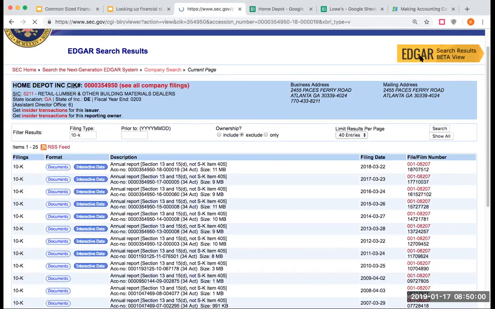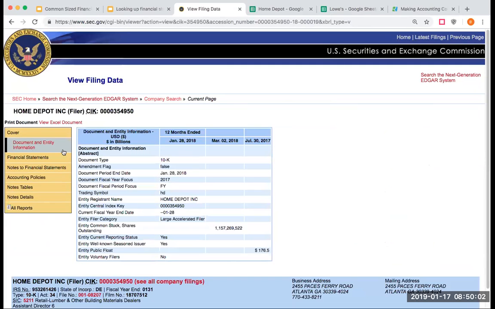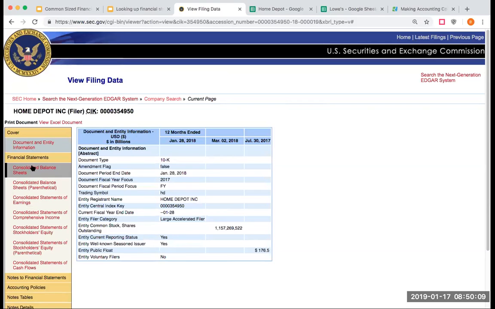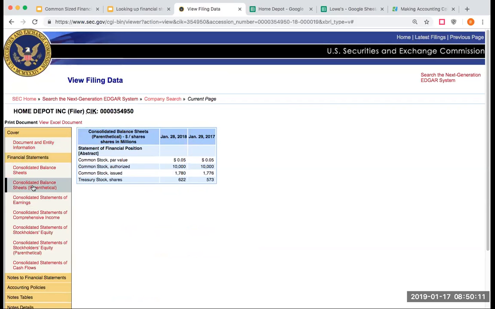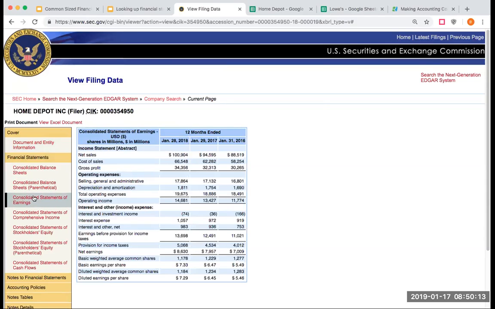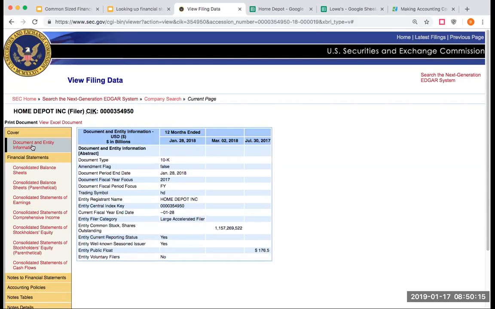And what's going to happen here is we're going to get to Home Depot. It's going to show us different parts here for financial statements, consolidated balance sheets, and it's going to give us a summary, which is really, really nice. But what's even more awesome about sec.gov, which is even working during the shutdown, is right here, I'm going to click on View Excel Document.